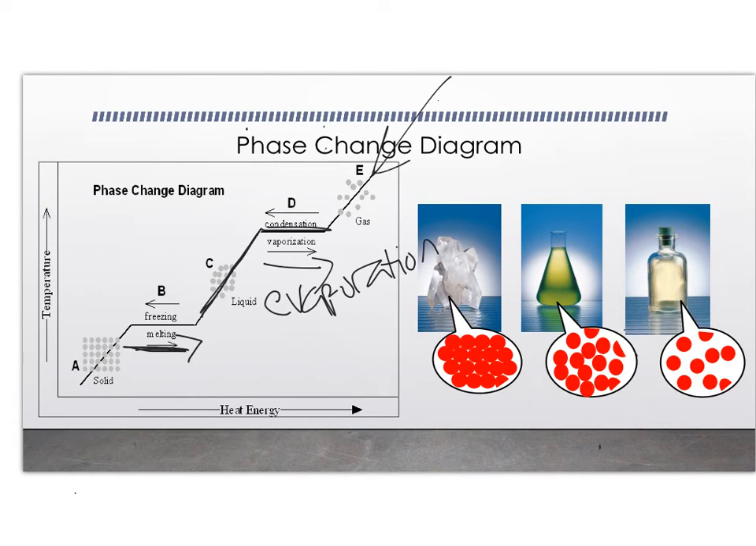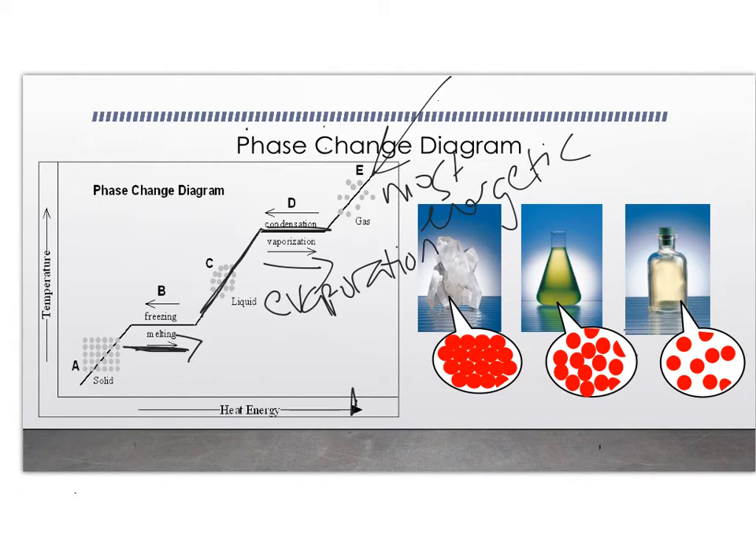Gases are at the highest energy here and at the highest temperature. Gases are the most energetic. That means they have a lot of energy. They're bouncing around. Gases are constantly moving.